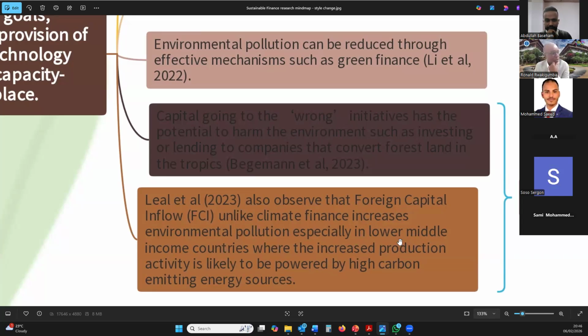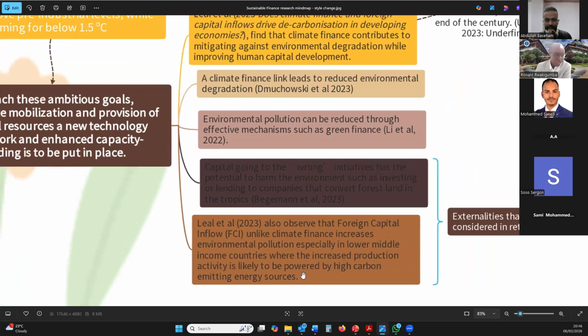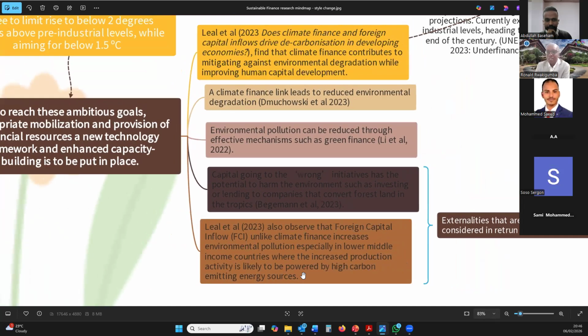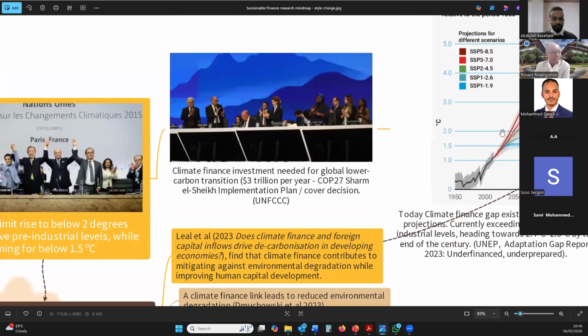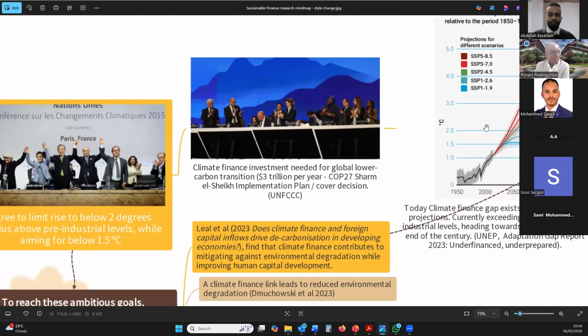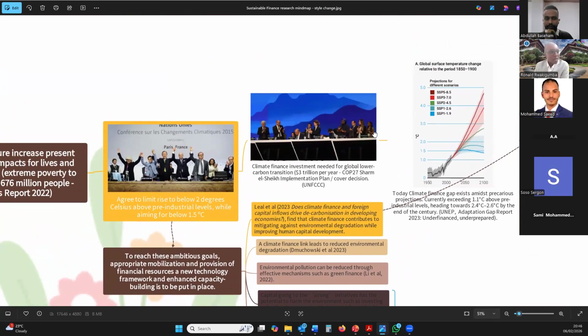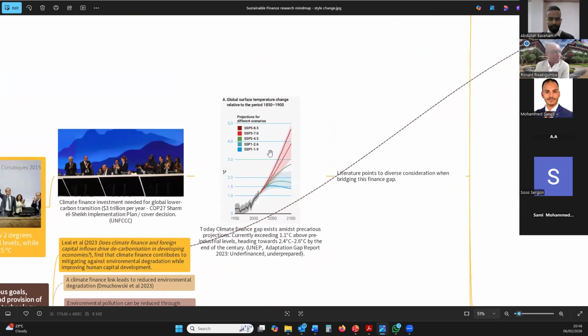So this researcher said that actually people might escape to lower middle income countries where the increased production activity is likely to be powered by high carbon. So people will run to my country, Uganda, and they'll set up factories, because in my country, we just want jobs. We want jobs and taxes. So this 3 trillion, you need to be careful if you think it's going to result in the graph dropping. So this is just one example of the criticality that you can bring.